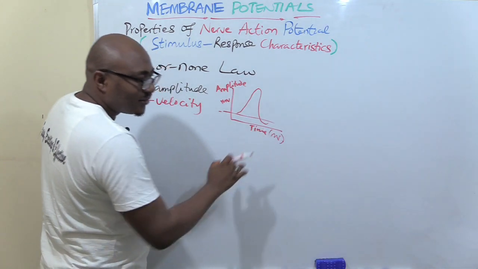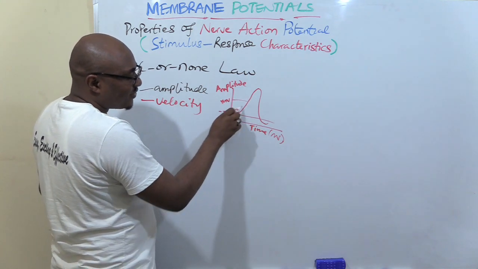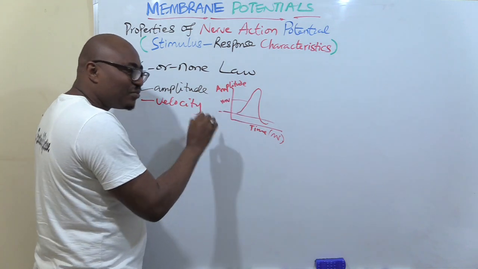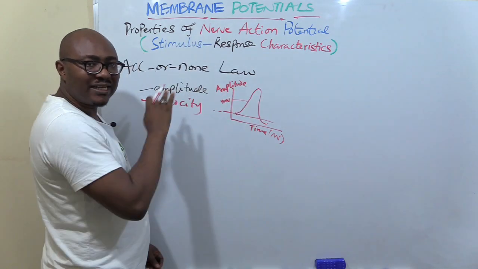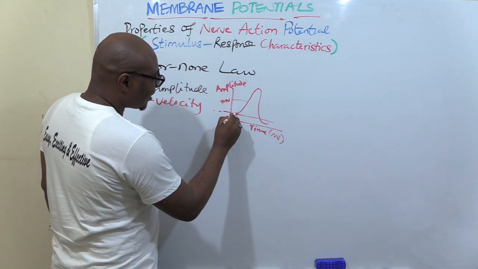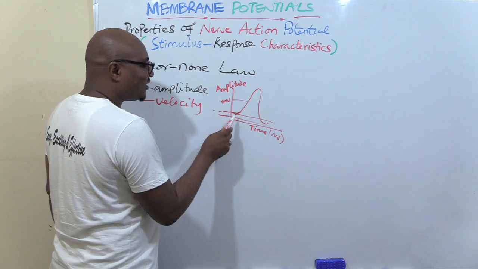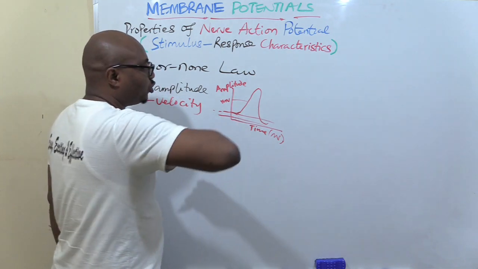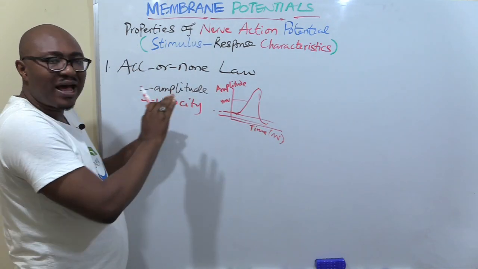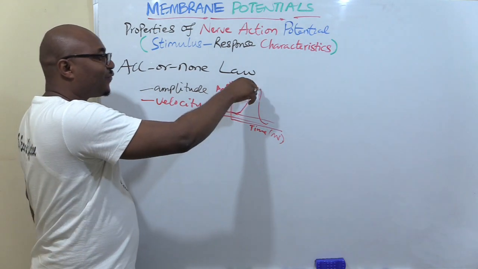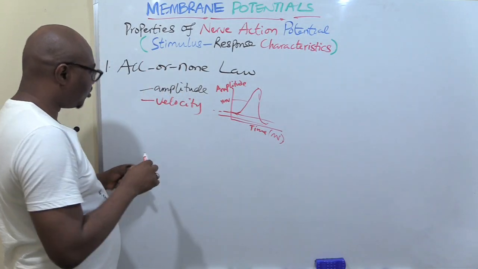It cannot be slower. Maybe the stimulus is not so much, then the action potential will not reach halfway. No. Once the stimulus is up to threshold, which is usually 15 millivolts more than the resting membrane potential, here is the threshold and here is the resting. Once it gets to this place, it will shoot up and occur fully to its fullest point. So there's no small action potential. It is full in amplitude and full in velocity. That's what all or none is talking about.